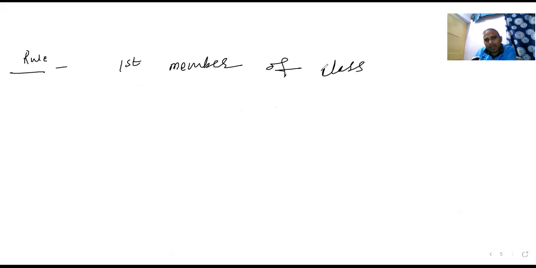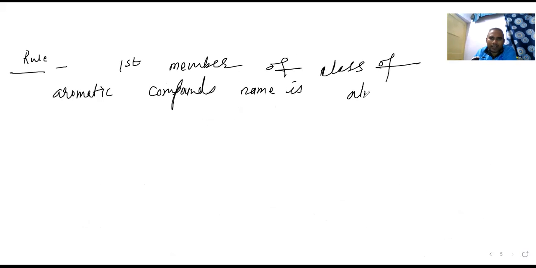Now that is rule one. Rule one: the first member of the class of aromatic compounds, the name is already given. There is no rule for it as such. Without a rule, it is given by IUPAC.